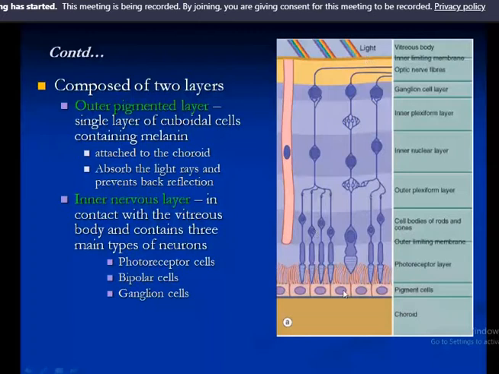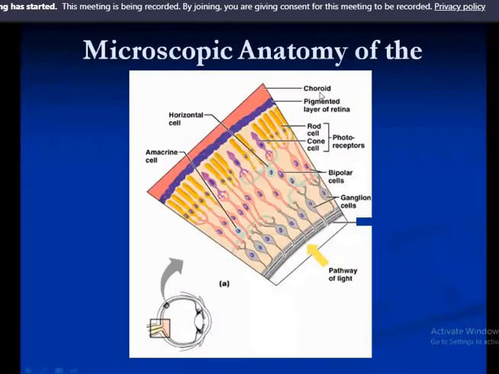Now the inner nervous part will come in contact with the vitreous body, and it mainly consists of three different types of neuron. One is the photoreceptor neuron, which consists of the rod and cone. Next we have the bipolar neuron, and next is the ganglionic cell layer. It is the same thing over here. This is the choroid, this is the outer pigmented part, and this is the nervous part. Here we can see the rod and the cone, which are the photoreceptors. Then the bipolar cells are there, then the ganglionic cells. The axons of the ganglionic cells will form the optic nerve.